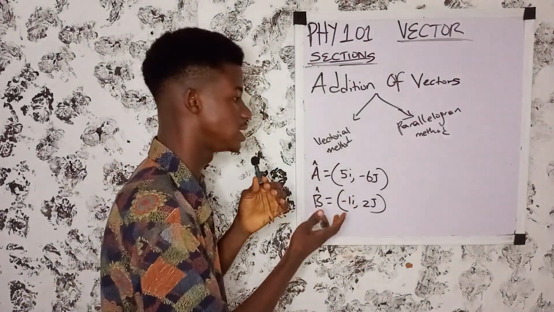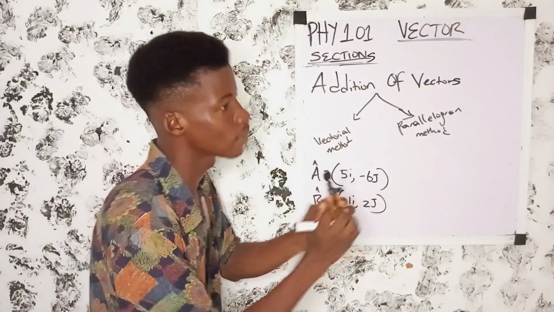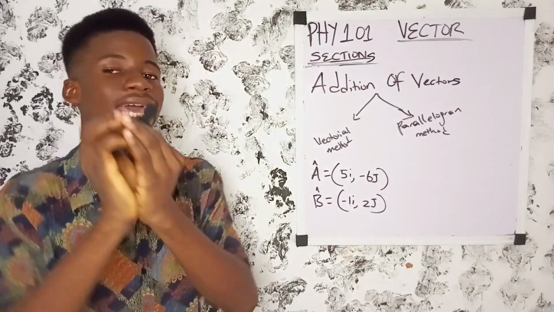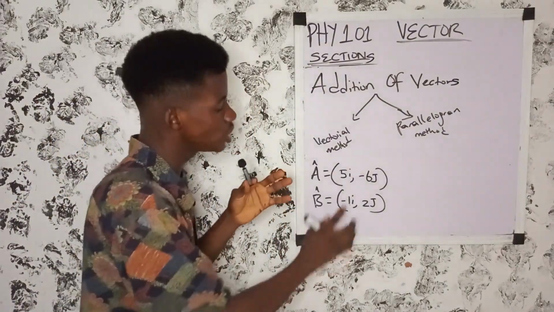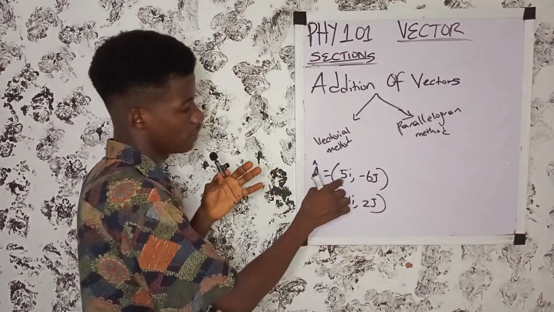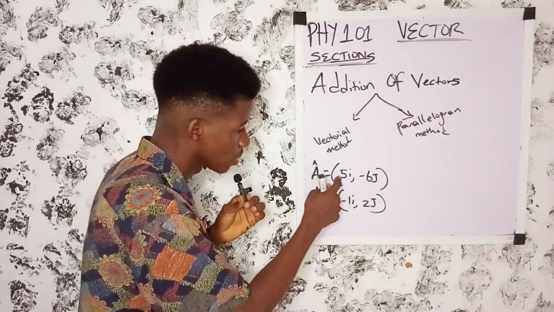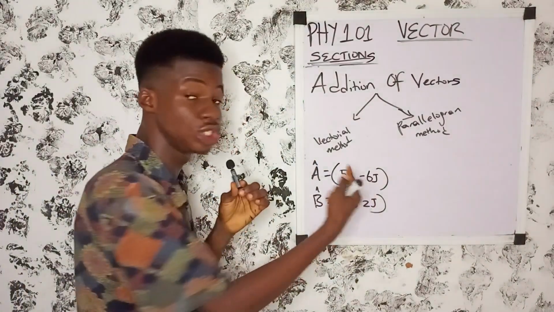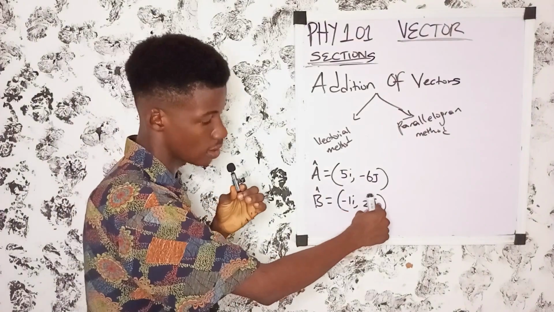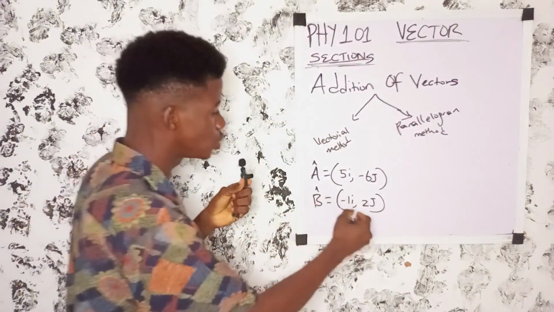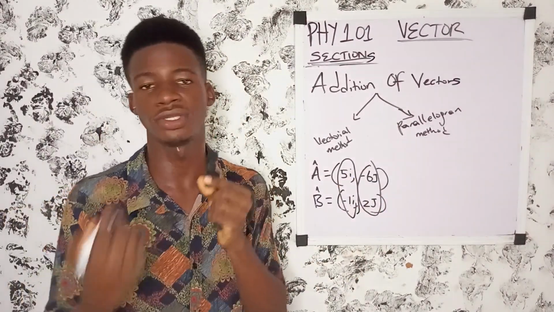How can I add this using the vectorial method? We add all the x axis components together, and also add all the y axis components together. That is just it. Let's take i to be the x axis. Start with 5i. Then this one is minus 6j. The next one is minus 1i, then 2j. We add the two i terms together, and we also add the two j terms together, to look for the resultant.